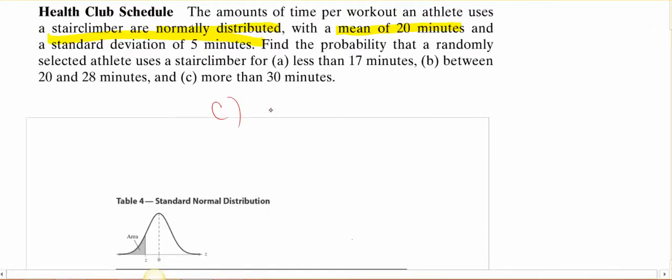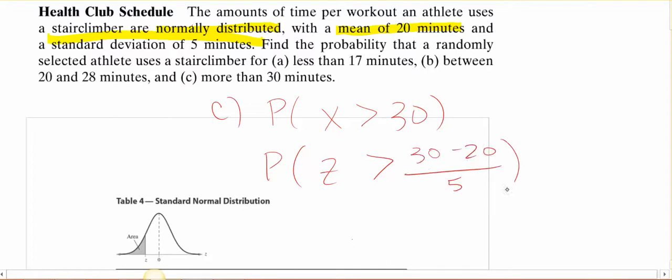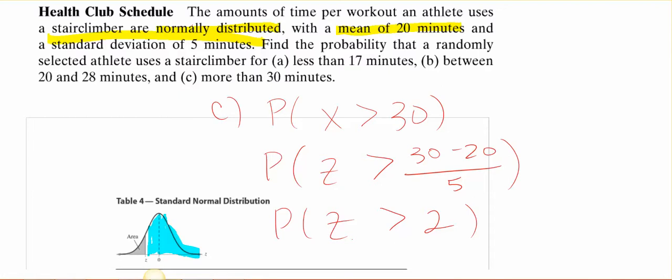Okay, for our third problem, we want the probability that x is more than 30 minutes. So that's the probability that z is bigger than what? So we have 30 minus 20 divided by 5. So we need the probability that z is greater than 2. Well, greater than is the other piece of the shading, right? Greater than would be the complement to what the table's giving us. And so we're going to look this up on the table, but then do 1 minus whatever our table value is.